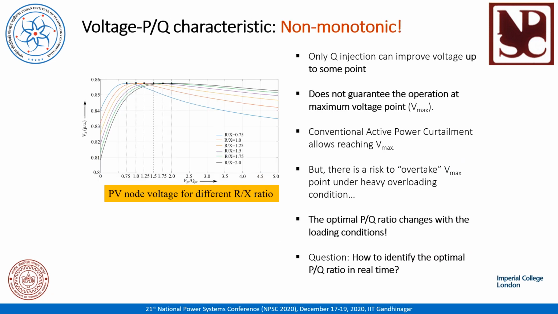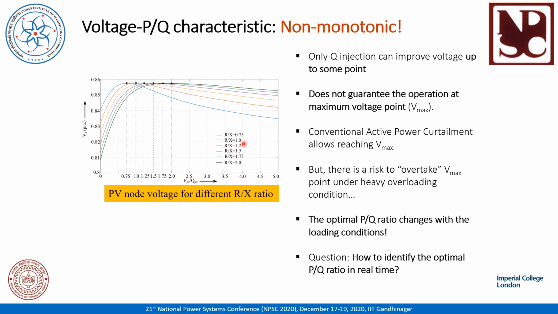We tried to validate the mathematical relation between the voltage and the P by Q with different values of R by X ratios through simulation. An interesting non-monotonic relation between the voltage and the P by Q ratios is observed, which is shown in this figure. Therefore, from this trend, we can say that only Q management can improve the voltage up to a certain level. However, this does not guarantee the operation at the maximum voltage Vmax.